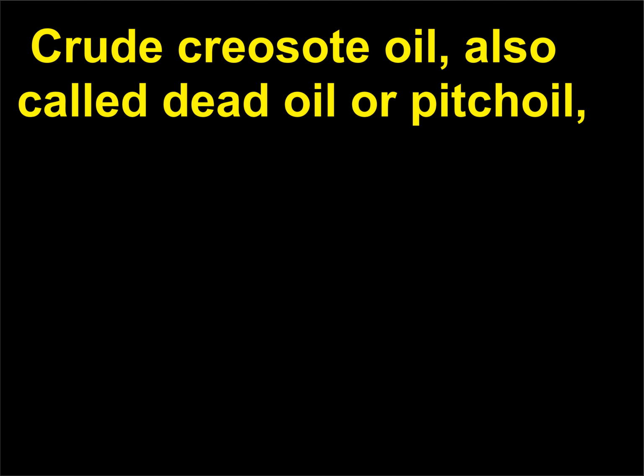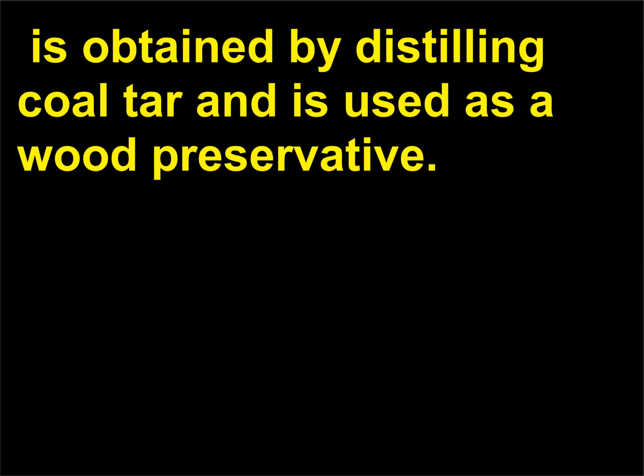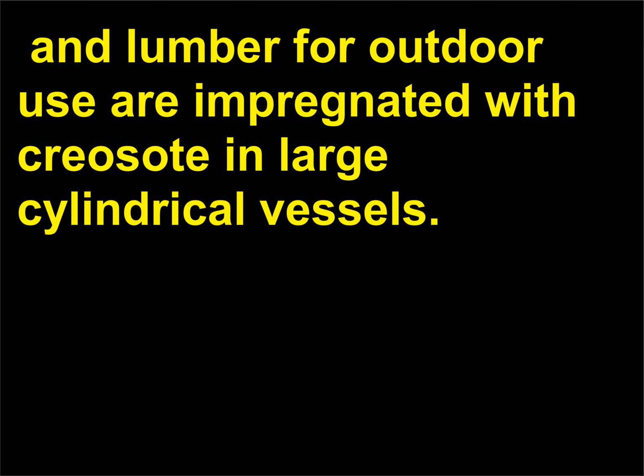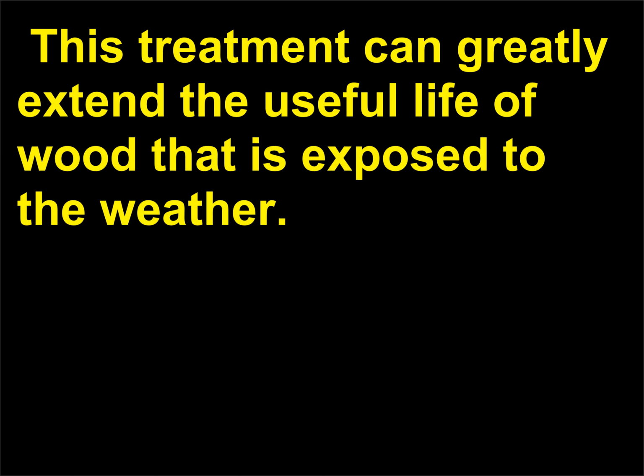Crude creosote oil, also called dead oil or pitch oil, is obtained by distilling coal tar and is used as a wood preservative. Railroad ties, poles, fence posts, marine pilings, and lumber for outdoor use are impregnated with creosote in large cylindrical vessels. This treatment can greatly extend the useful life of wood that is exposed to the weather.